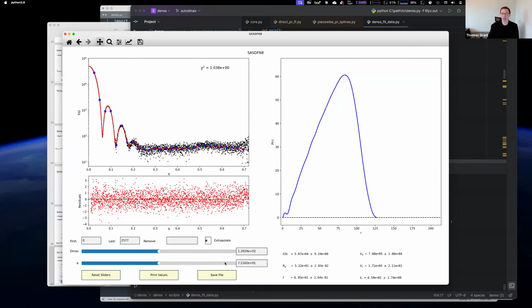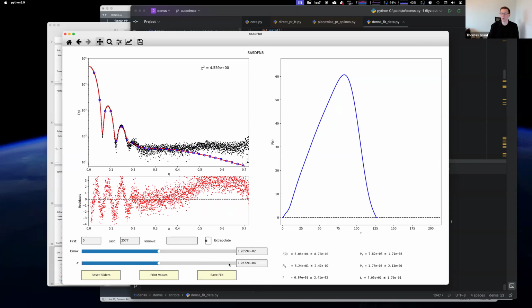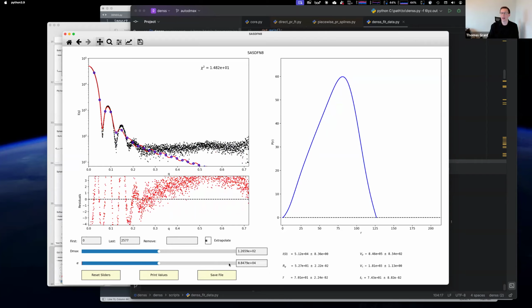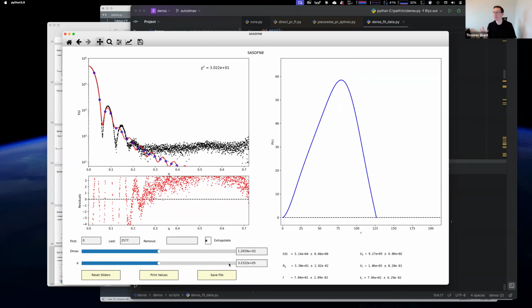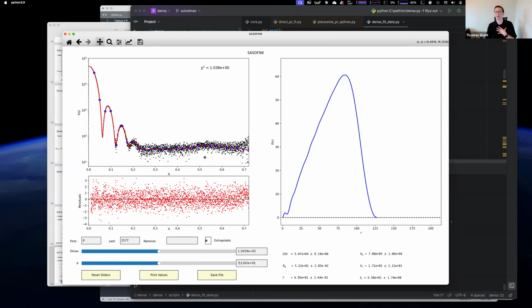Now, if I make alpha too large, you notice that I get a smoother and smoother P of R curve, if I do it sort of extreme, but now the fit to the data gets worse and worse, right? So as a user, I have to balance a good amount of smoothness with a good fit to the data. And for our purposes, we always err on the side of a better fit to the data.